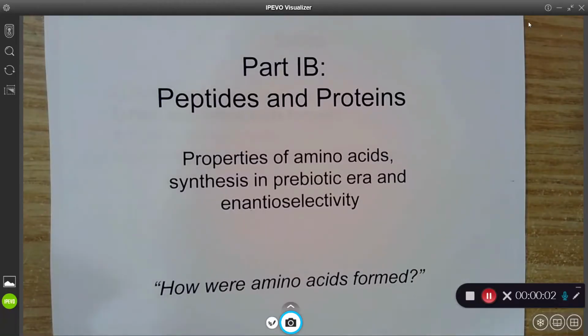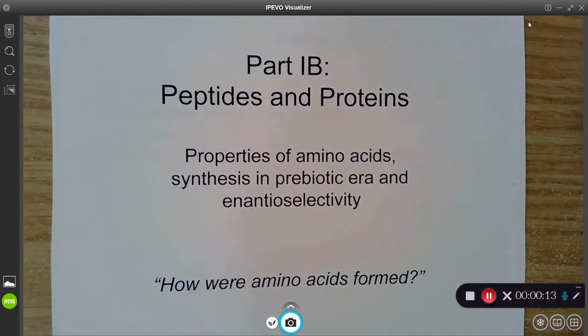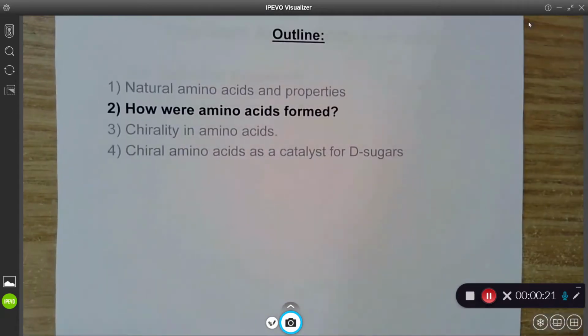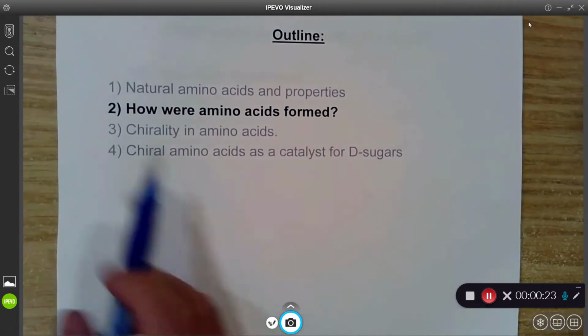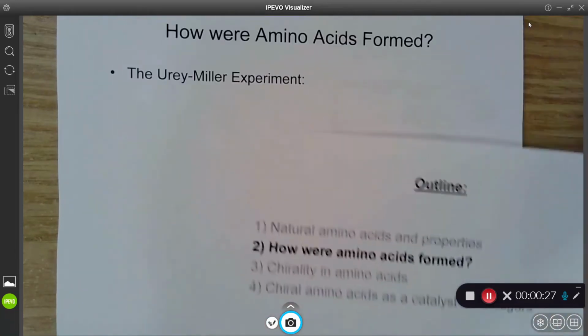Right. So this is now part 1B of our unit, peptides and proteins. And what we're going to focus on in this module is asking the question of how were amino acids formed. Okay, so let's take a closer look. So again, here's our outline. We're now focusing on part number 2, how were amino acids formed.